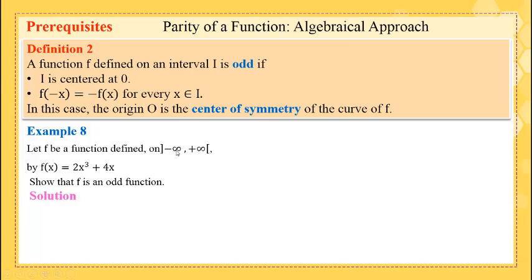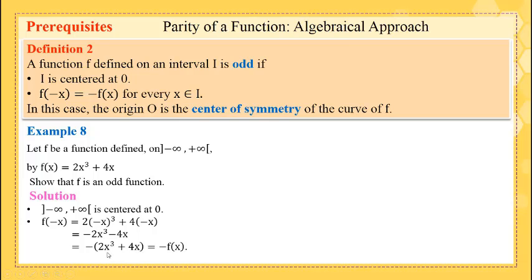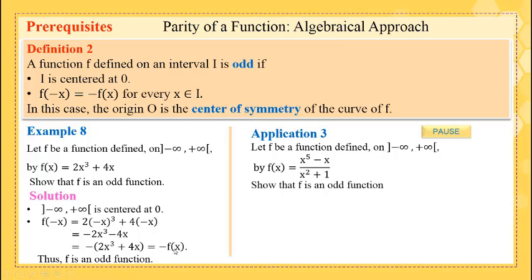First, minus infinity, plus infinity is centered at 0. For f of minus x, we must substitute x by minus x to get minus 2x cubed minus 4x. Take minus as a common factor. You will notice that inside this parenthesis, the expression equals f of x, which means that f of minus x equals minus f of x. Thus, f is an odd function. Application. Please stop the video, then solve this application.